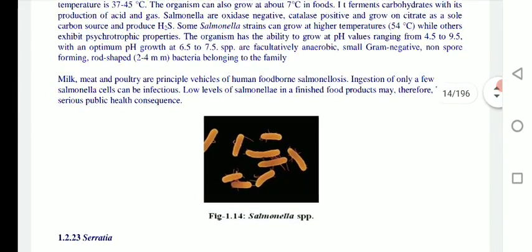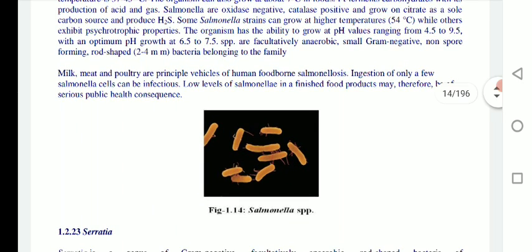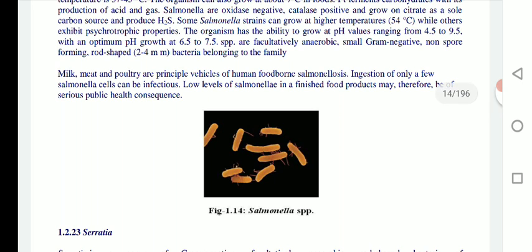They are small gram negative non-spore forming rod shaped bacteria. These are measured in size, 2.2 to 4 micrometers, and they belong to this family.